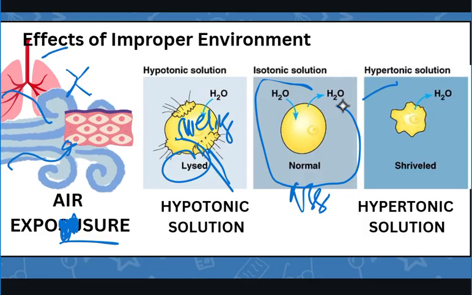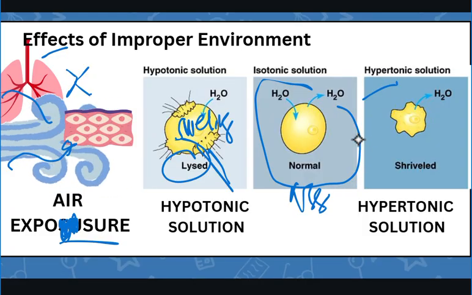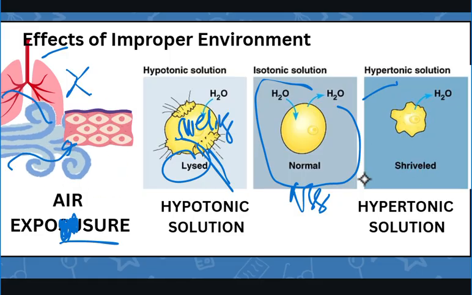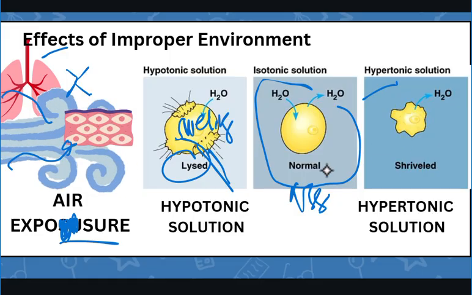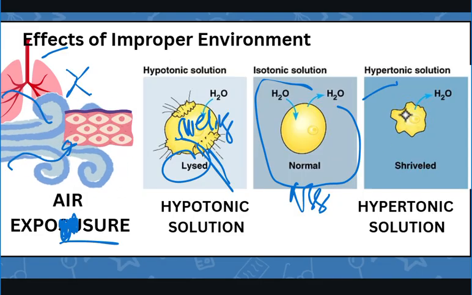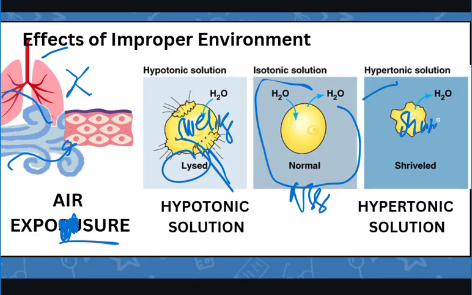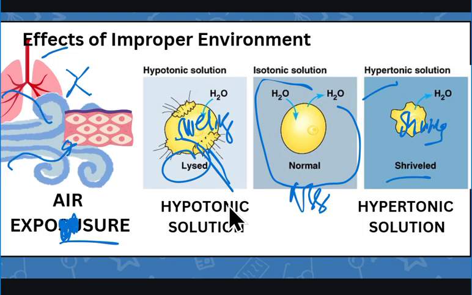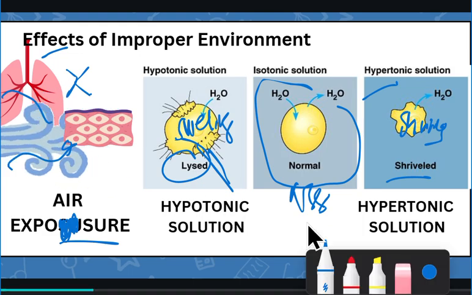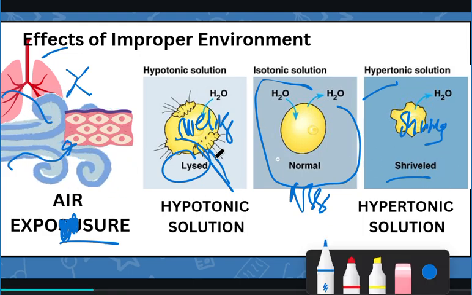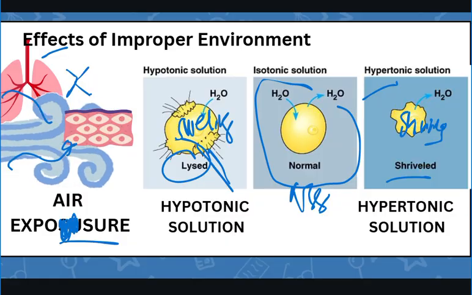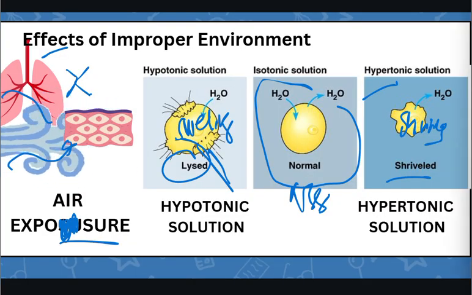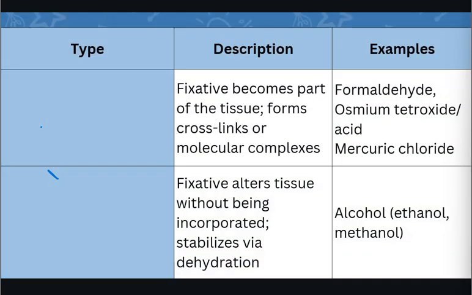Anyway, in a hypertonic solution, our tissues, our samples here, will be in a higher concentration of solutes than the inside of the cell, which will cause shrinkage. Okay, it will shrivel. So the shrinking of the cell can disrupt the cellular processes and cause damage to the cell. Okay, so that is the effect of the improper environment that we have.